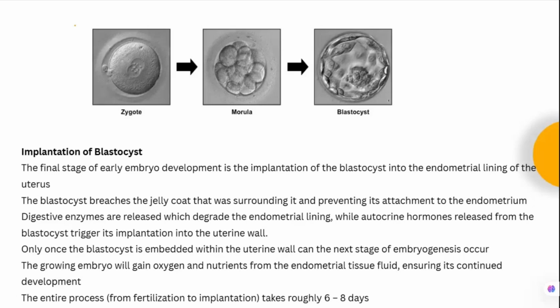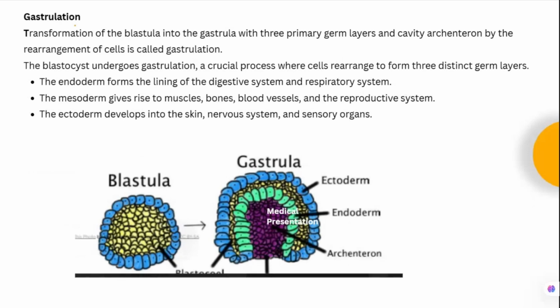The growing embryo will gain oxygen and nutrients from the endometrial tissue fluid, ensuring its continued development. So now this embryo which is getting implanted will get its oxygen and nutrients from the endometrial tissue fluid. The entire process from fertilization to the implantation roughly takes around 6 to 8 days. Again, they can ask you this question, the timing. Fertilization generally happens within 24 hours, but till the implantation, it is generally around 6 to 8 days.